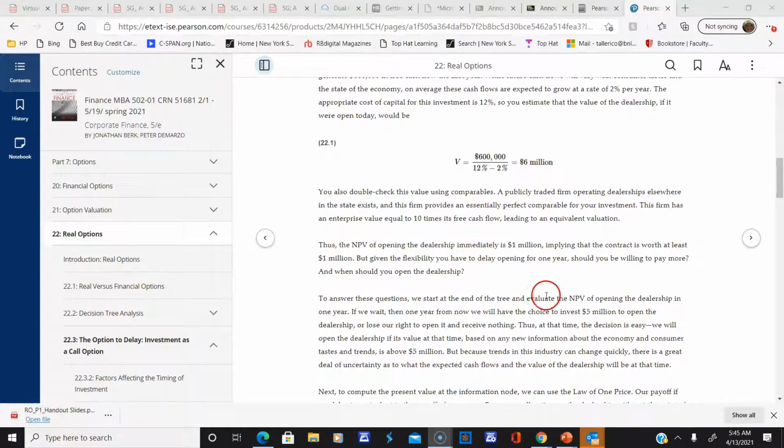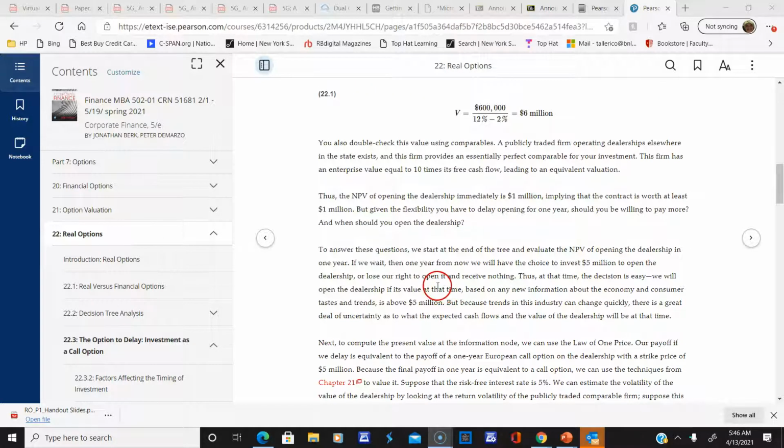We're going to start at the end of the tree, and then we're going to evaluate the net present value of opening the dealership in 1 year. If we wait, then 1 year from now we will have to choose to invest $5 million to open the dealership, or lose our right to open it and receive nothing. So at that time, the decision is easy.